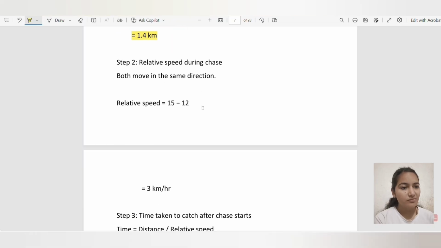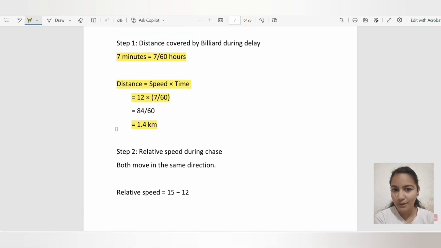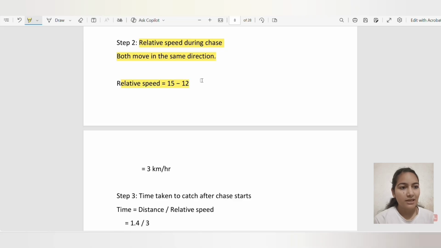Now when 7 minutes have passed and the billiard has moved 1.4 kilometer away from the cop car, the car has returned, and then both are moving in one direction itself. So now if we find the relative speed of both, then the calculation will be easy. Why relative speed? Because now both are moving in the same direction. So the relative speed will be 15 minus 12, and the relative speed is 3 km per hour.